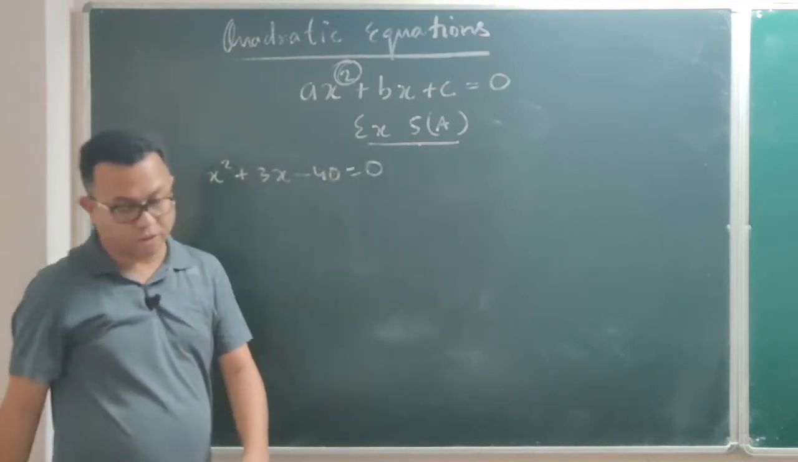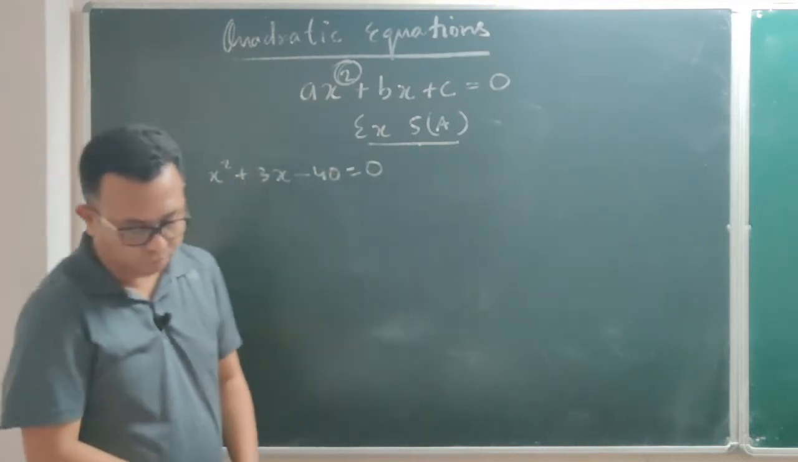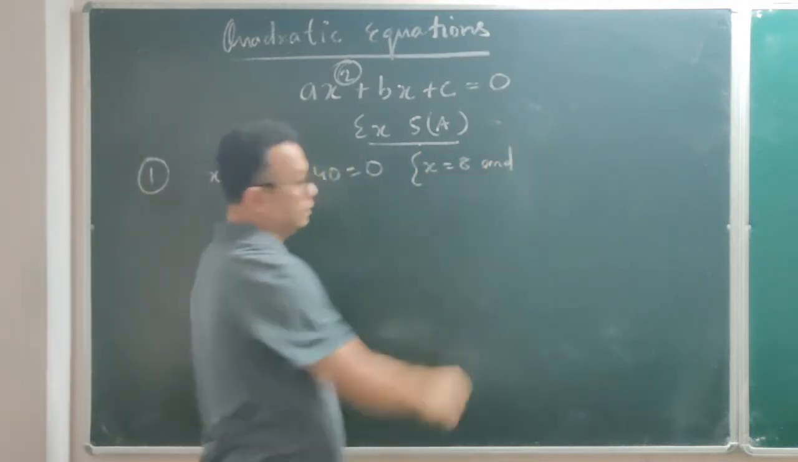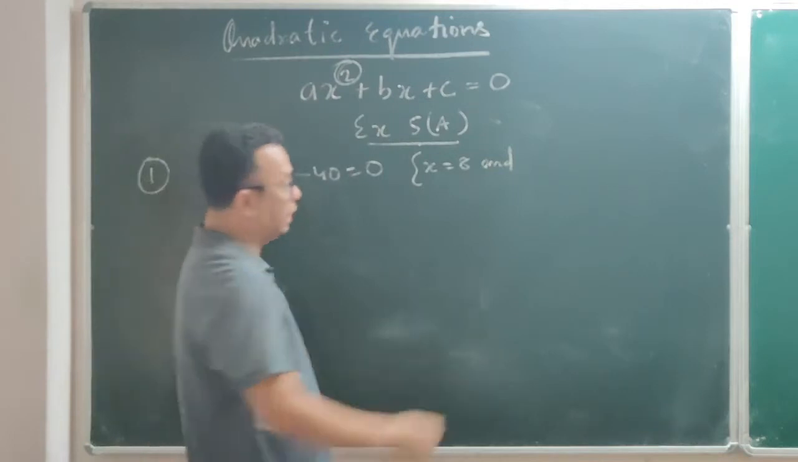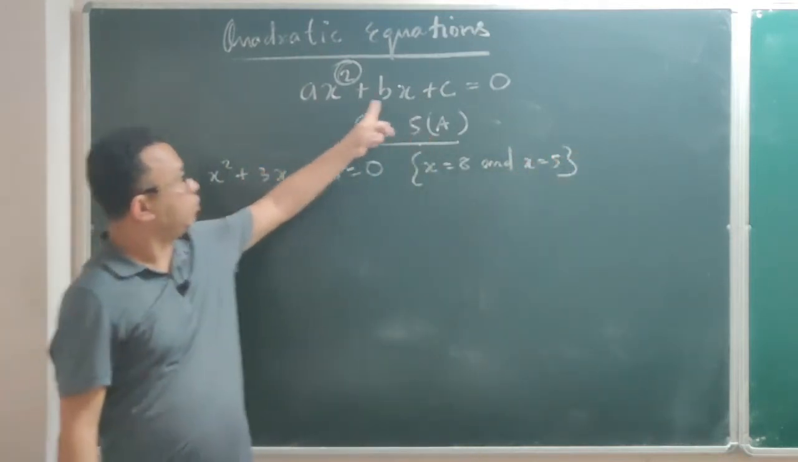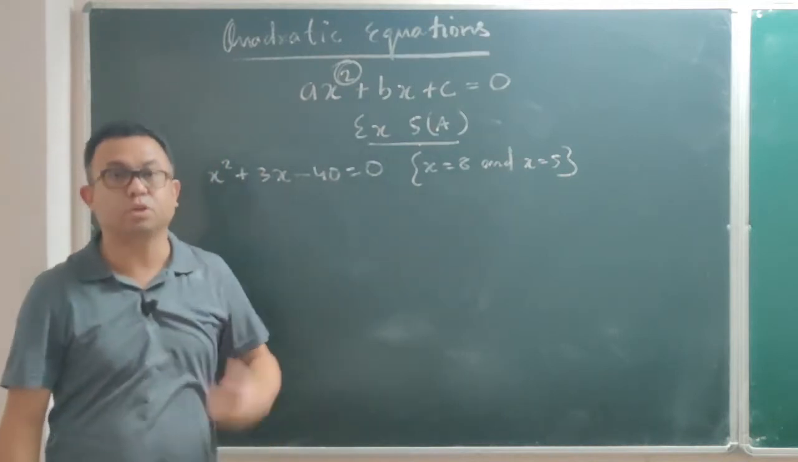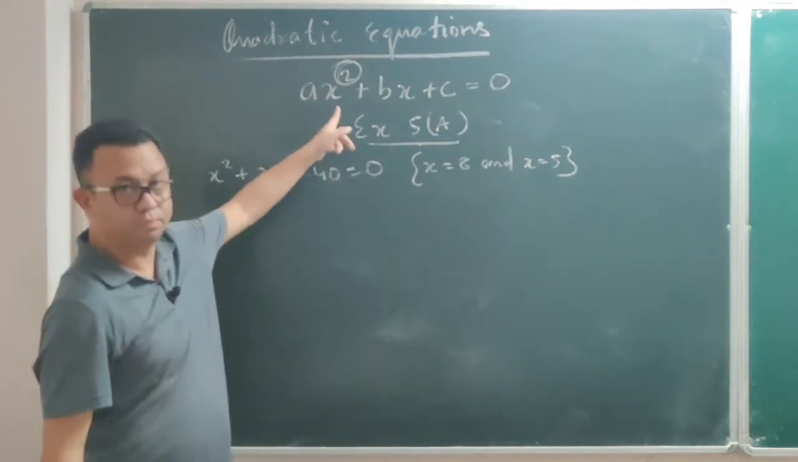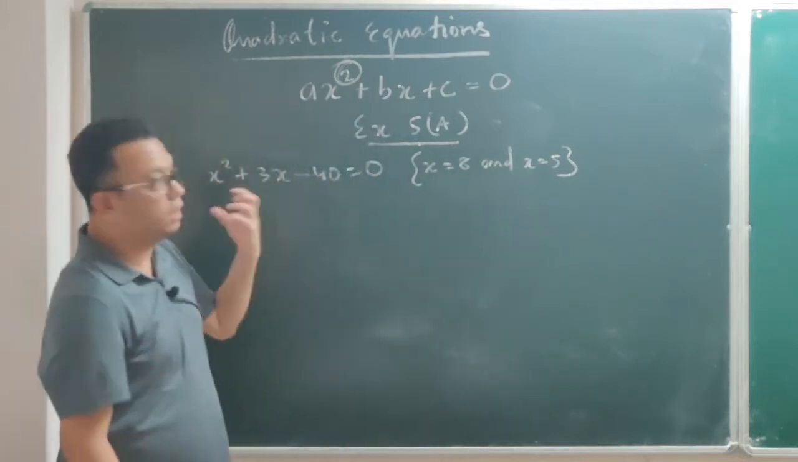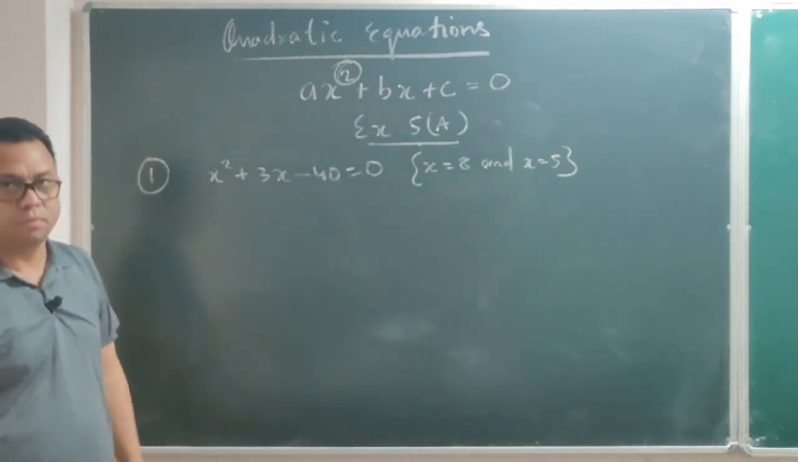So now you are given one quadratic equation, which is x square plus 3x minus 40 equal to 0, and they have given x equal to 8, and the other value of x is 5. Now a quadratic equation will always have two roots. Roots means the solution, the answer, the value of x. As you solve, when you start factorization, two values will come out.